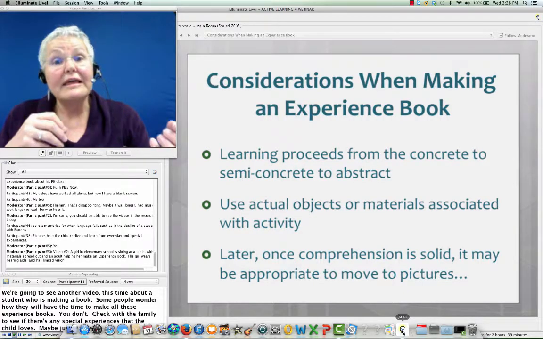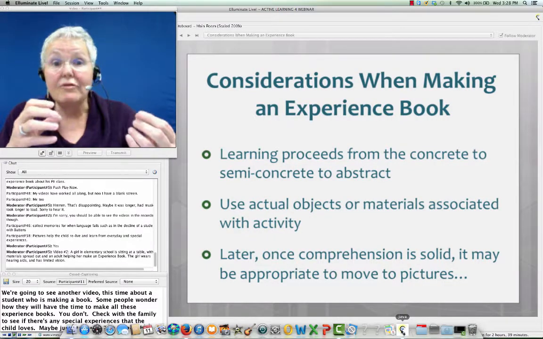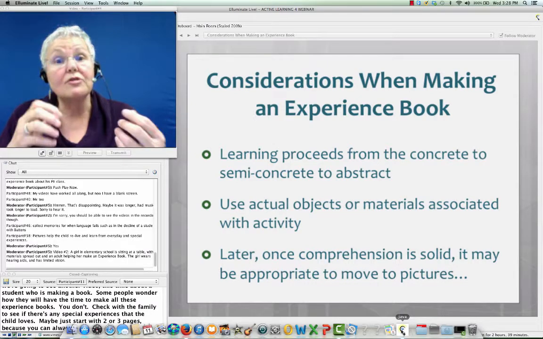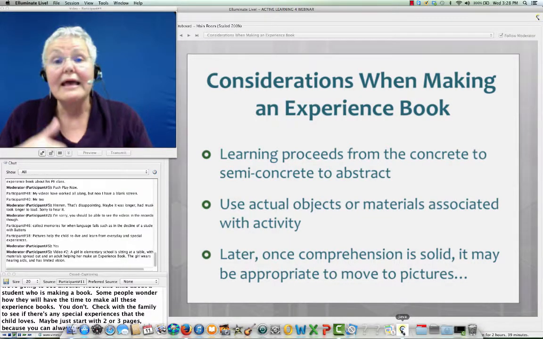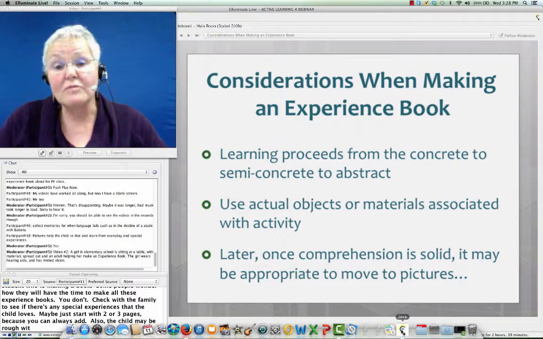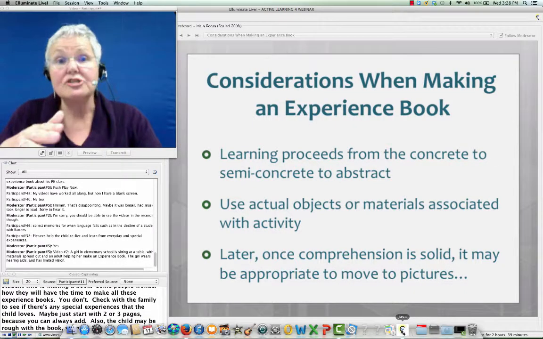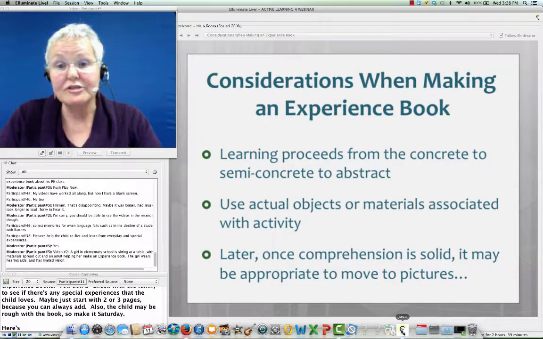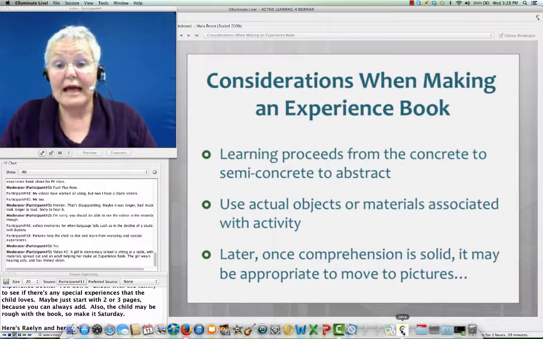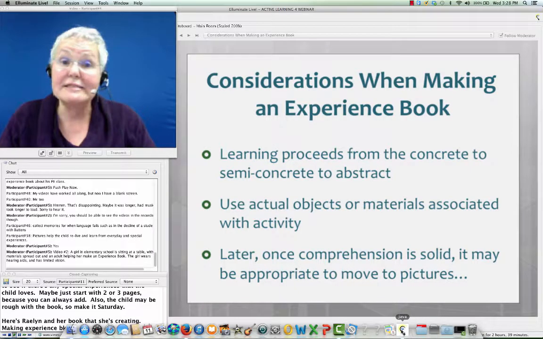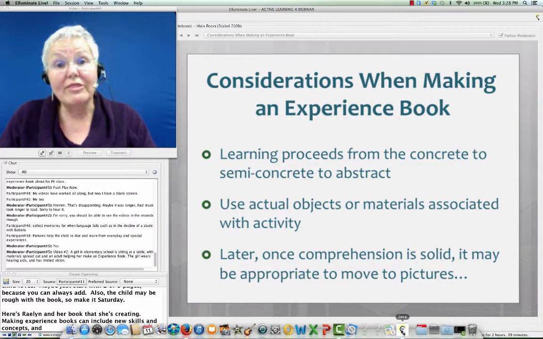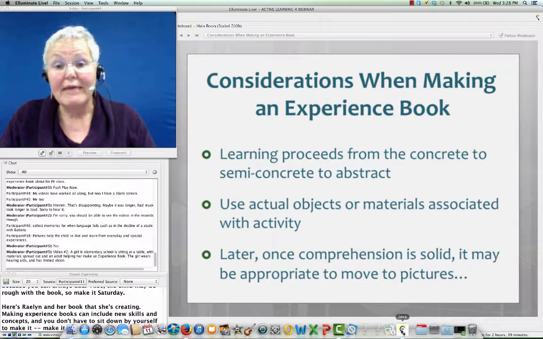And think in terms of, this child may be fairly rough with the book, so you want to think about, what do I need to do when I'm making it? But this is Raylyn and an adult making a book, an experience book. She had this experience, they have the pictures, and now they're going ahead and creating the book itself. So, making experience books can include new skills and concepts, and it doesn't take you sitting down at night or getting up early in the morning to make it. You make it with the child. The child finds out how books happen. Okay, push play now.